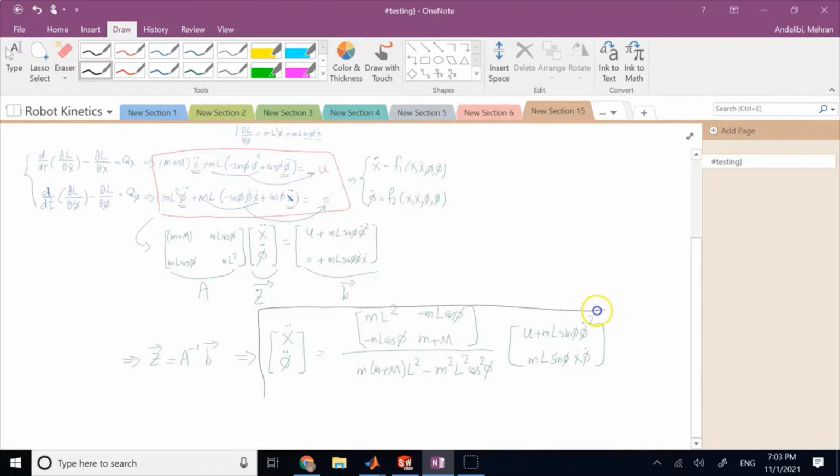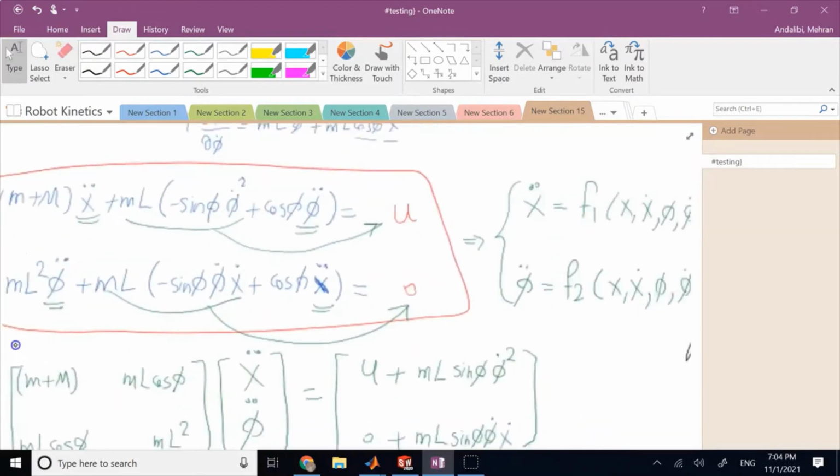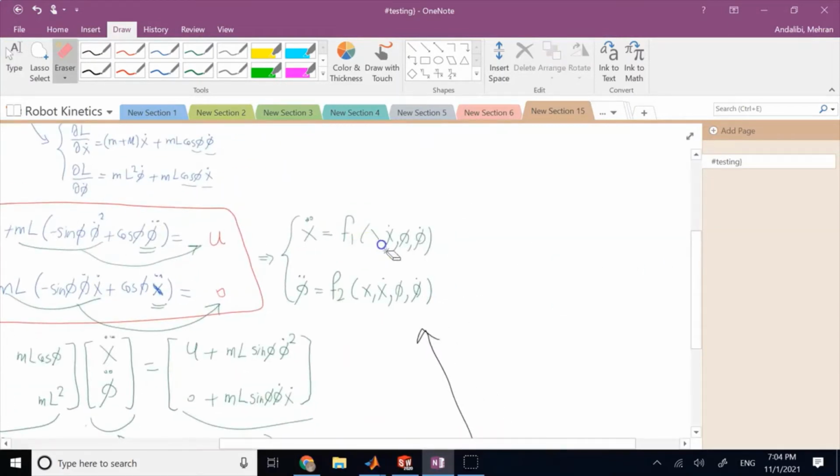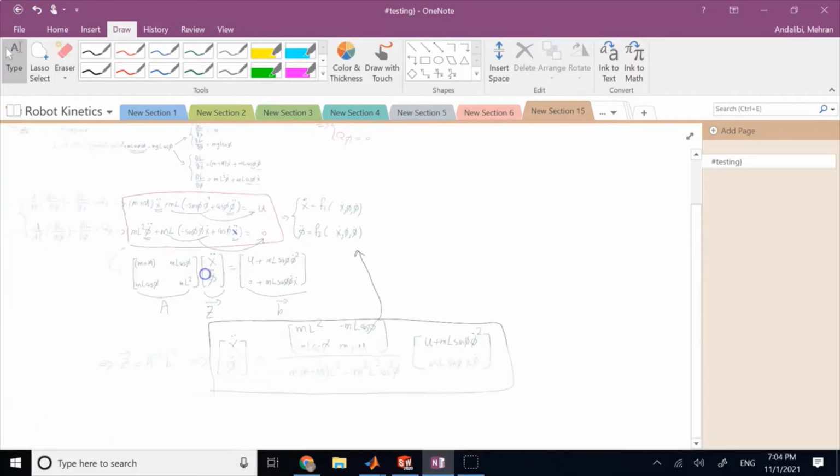So this is those set of equations that I told you. And as I said, there is no x in any of them, so they are going to be like this, basically. And you can use them for finding x double dot and phi double dot at any moment, and then double integrate them to find x and phi in the next time point, or integrate them once with respect to time to find x dot and phi dot in the next time point. Okay, so this is how you find the equations of motion.